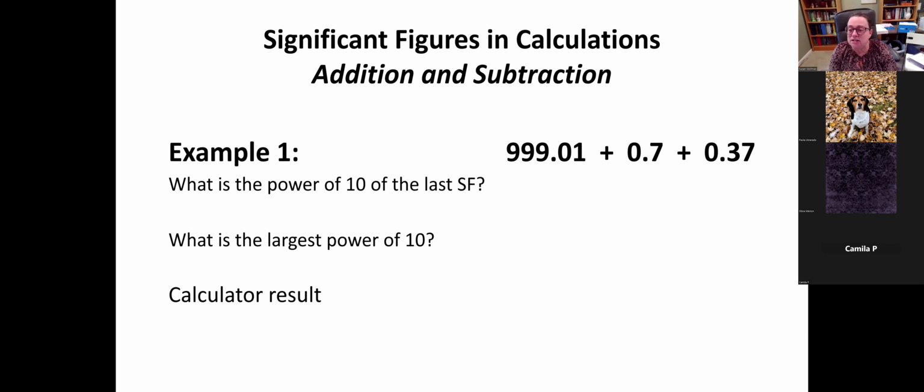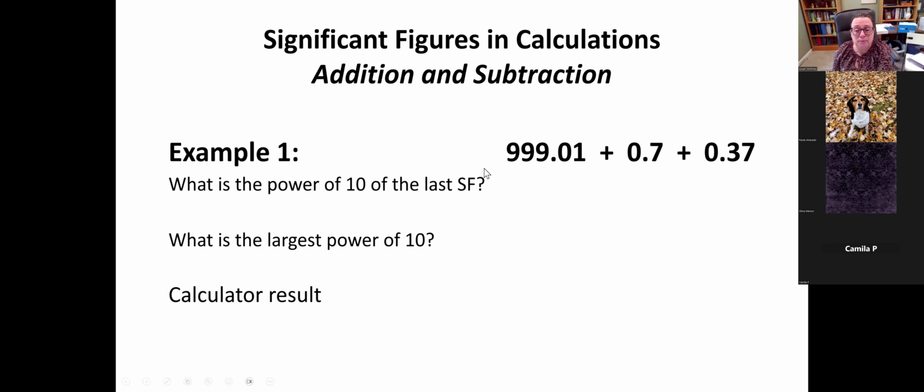All right. And the adding and subtracting rule is we are going to pay attention to the position of the last significant figure in each of the numbers that we add or subtract. So the way I've put that question there is, what is the power of 10? What is the place of the last significant figure, that's our SF there, in each of the numbers that we're adding together? So we've got 3 things that we're adding together here.